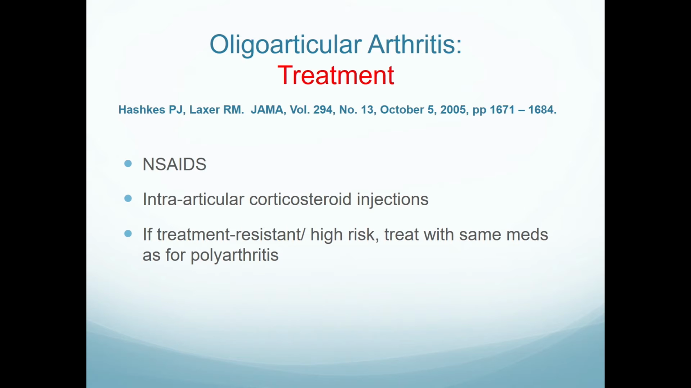So absolutely, old school anti-inflammatories are still first line. If that is insufficient, then we go on to corticosteroid injections. And if they're treatment resistant or high risk, we actually use the same medications that we would for a polyarthritis. This is actually new from when I was a fellow. So these kids used to get synovectomies and serial casting and all sorts of arcane treatments. But we actually don't do that anymore. We actually use some of the newer biologics when they have problems.